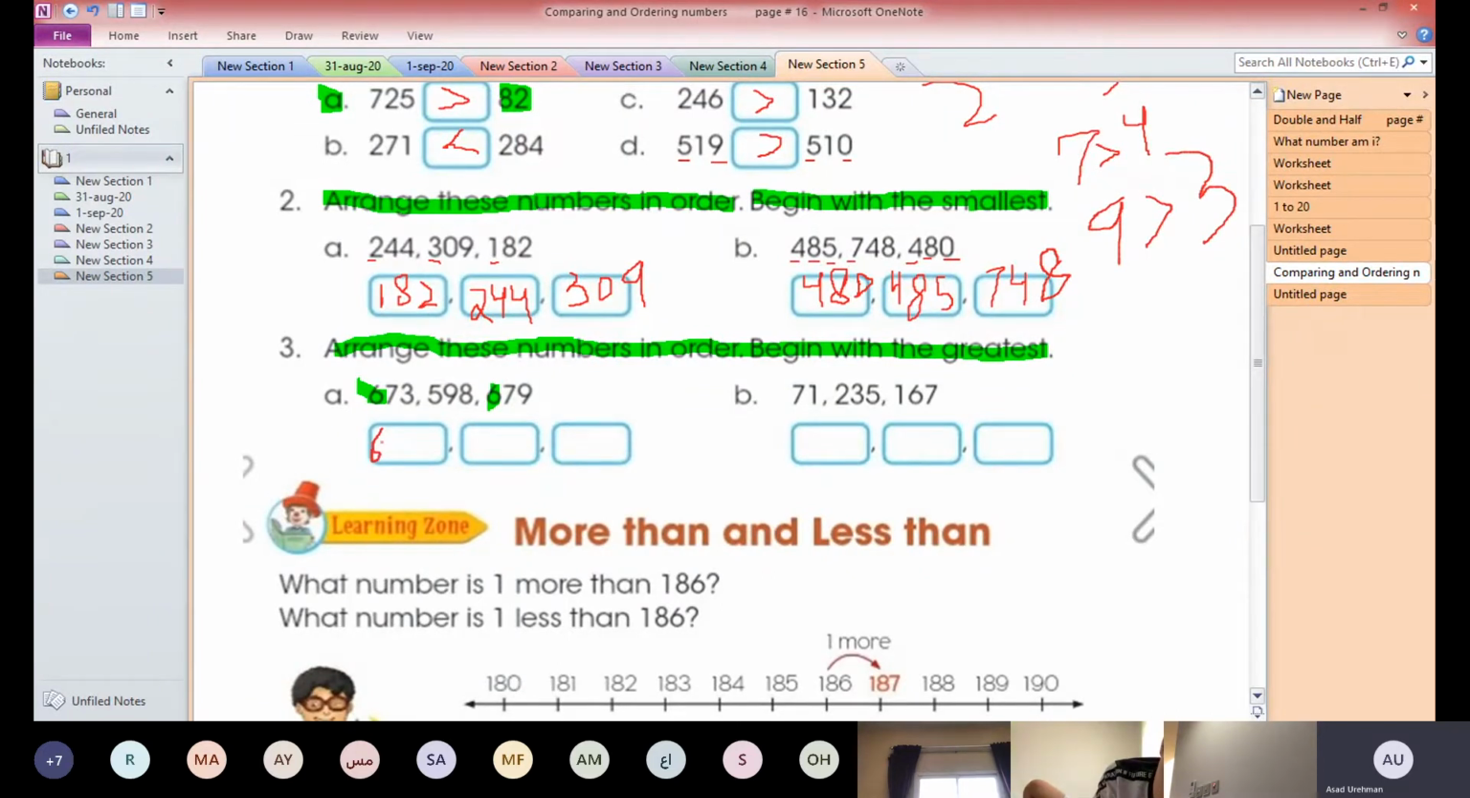679, 6, 7, 9 is first, and then second I will write 6, 7, sorry, 673, and 598 is the smallest one here, so I will write 5, 9, 8.